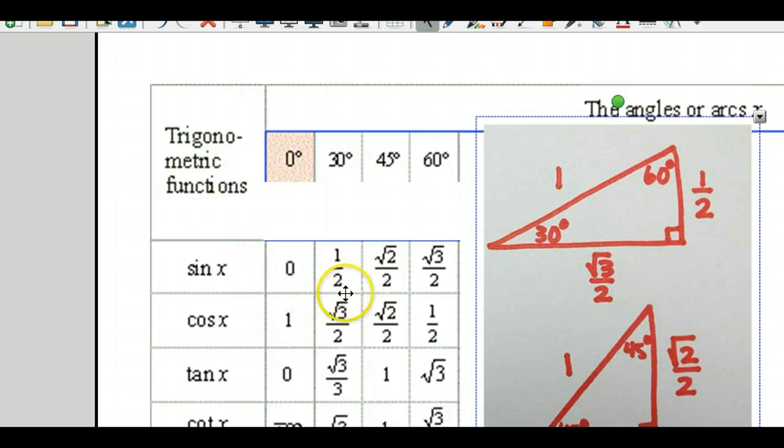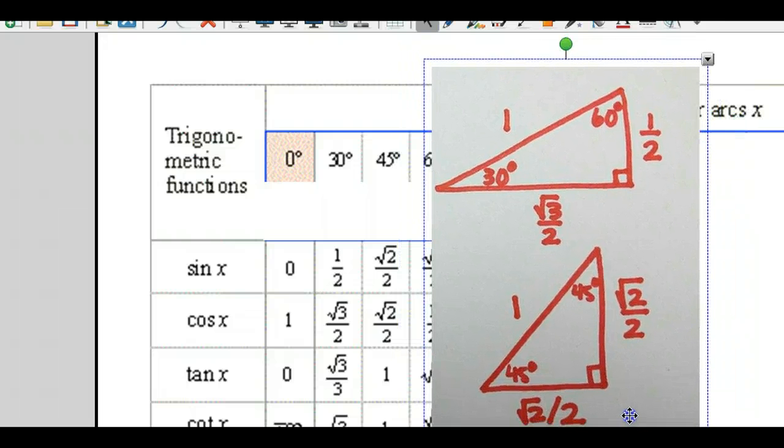The cosine would be the adjacent over the hypotenuse. So the adjacent is square root of 3 over 2. And since the hypotenuse is 1, our cosine is square root of 3 over 2. And our tangent is the opposite over the adjacent, which is 1/2 over square root of 3 over 2, and it simplifies to square root of 3 over 3.